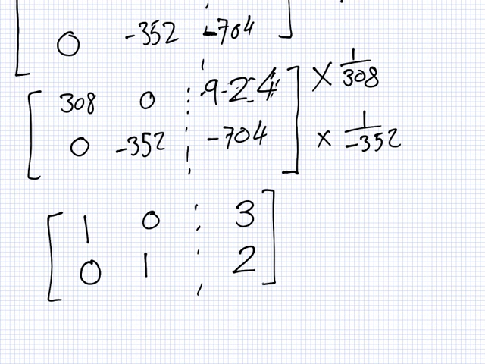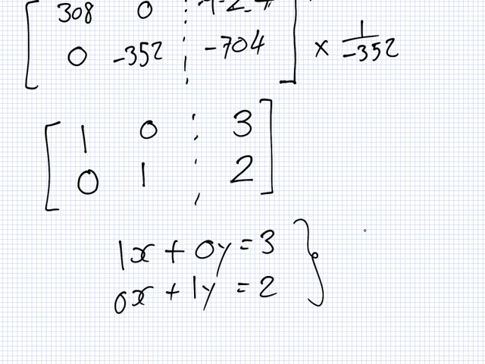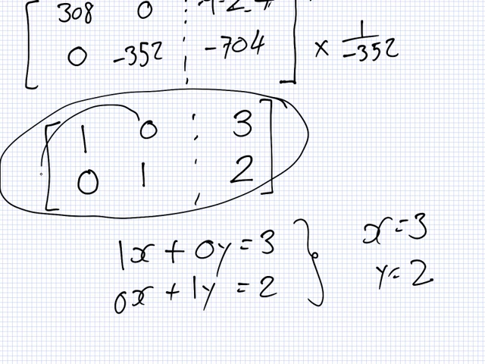Yes. Let's rewrite the equation, because you remember what this block means. This means 1x plus 0y equals 3. And this one, what does it mean? 0x plus 1y equals 2. Or in other words, x equals 3, y equals 2. So when you have it in this form, this is the x and the y. Have you seen this method before?